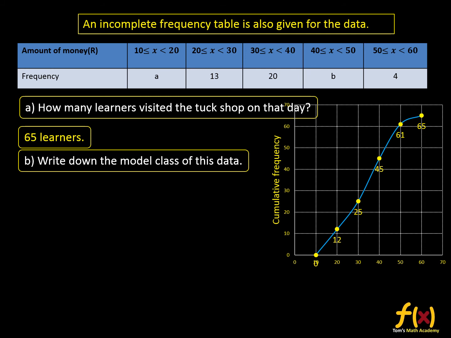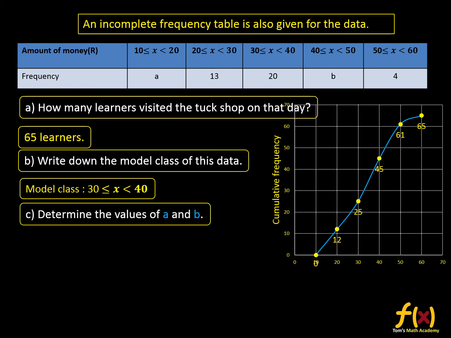What about the next interval? 61 minus 45 is 16. So, which is the highest frequency? 20. And what is the interval? 30 to 40. That is our modal class. Learn all these indirect questions.